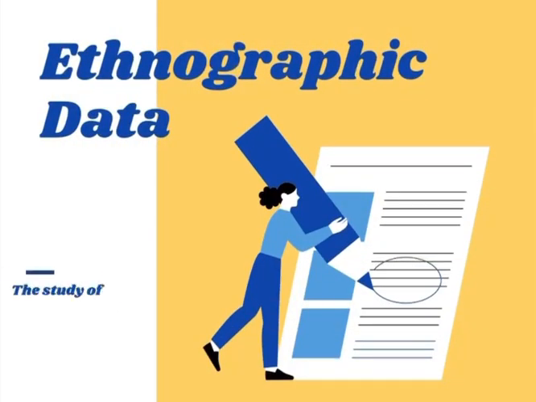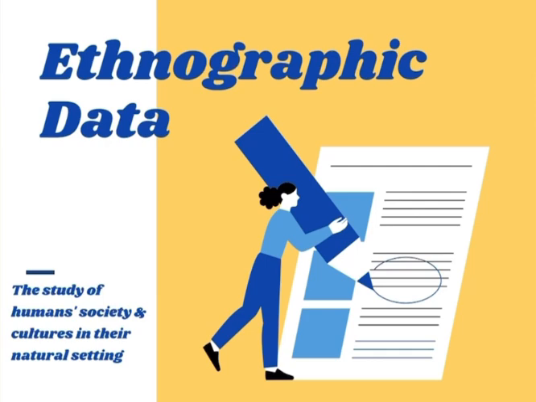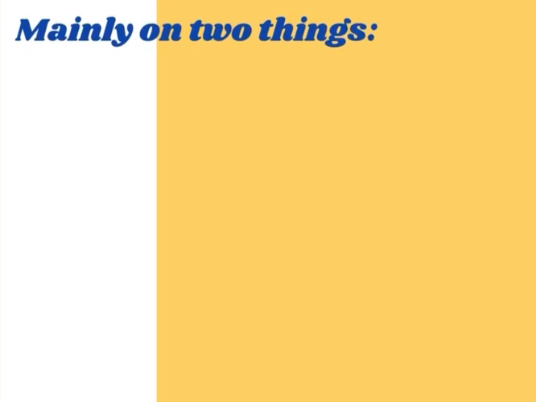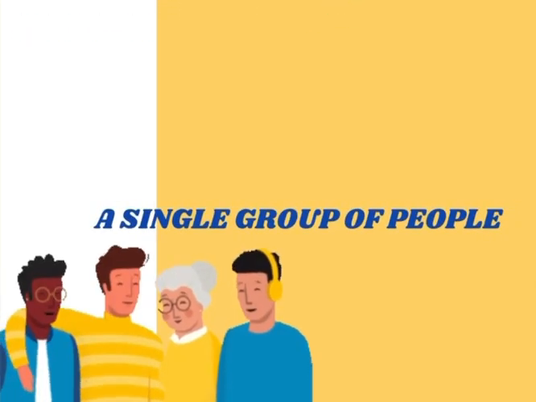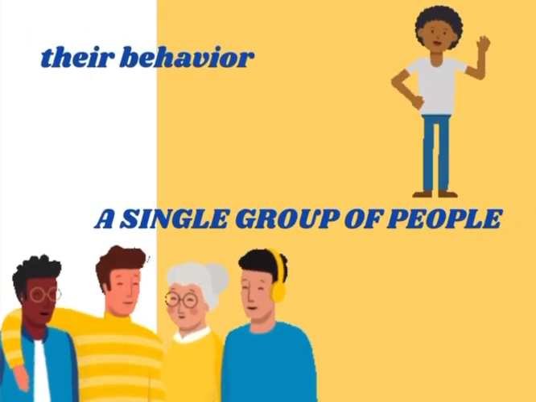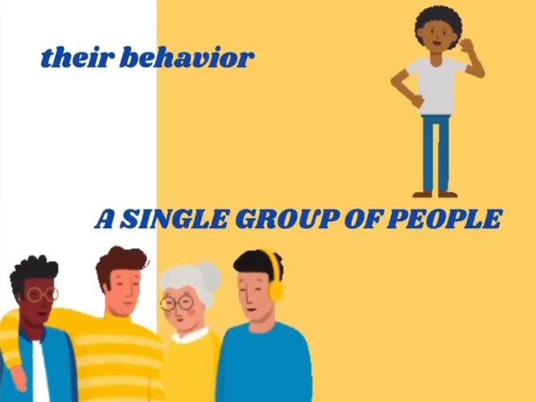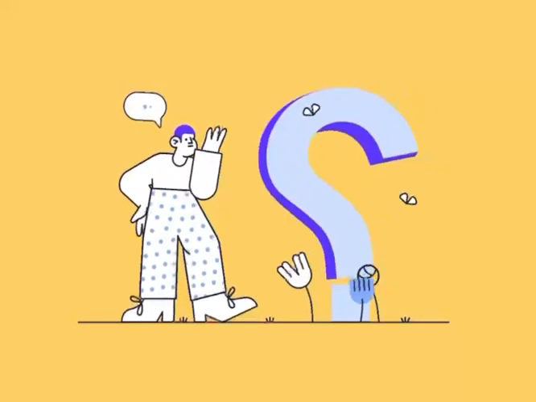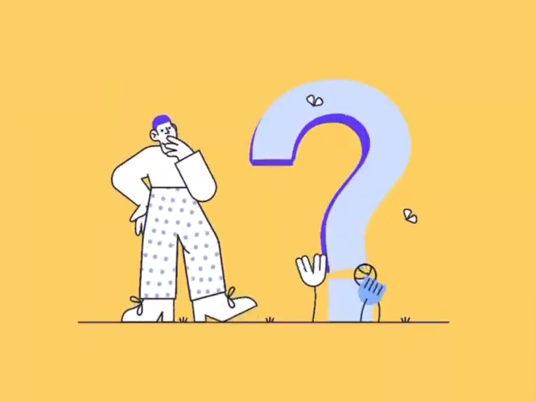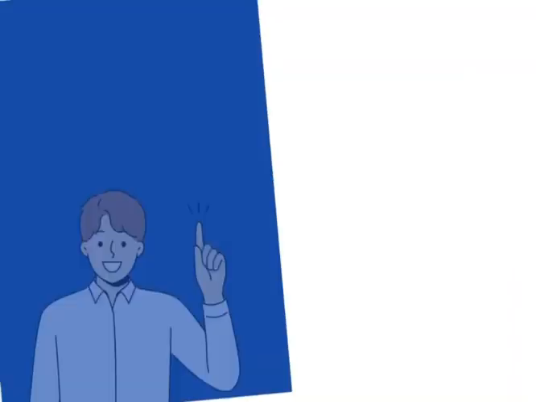Ethnographic research, or ethnography, has its origin in anthropology, as it refers to the study of human society and cultures in their natural setting, which mainly focuses on two things. First, a single group of people or setting, and the behavior of this group in the everyday rather than the experimental context. But the question is, how can you collect all ethnographic data for a research? This can be done through four stages.